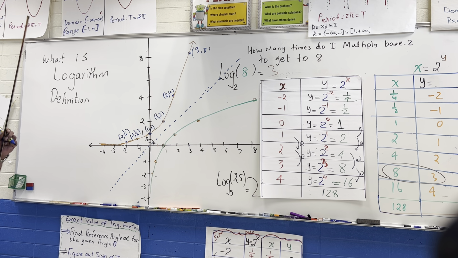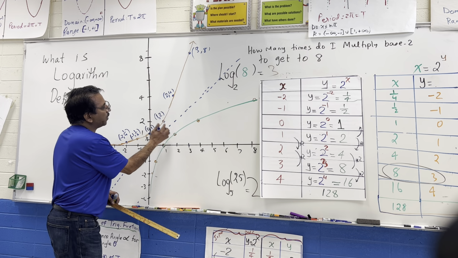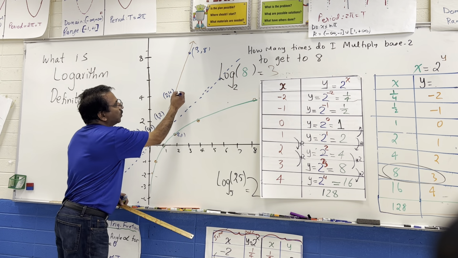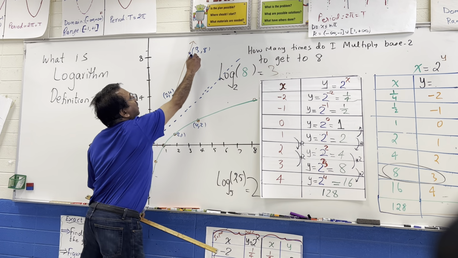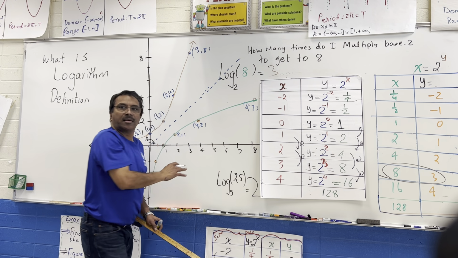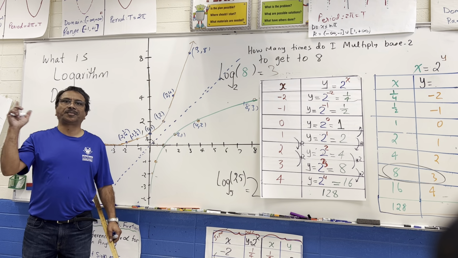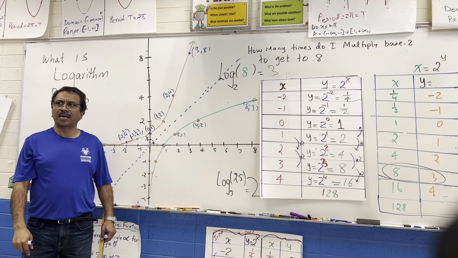Basically, (x, y) becomes (y, x). It's just flipping the coordinates. (1, 2) becomes (2, 1), (2, 4) is (4, 2), (3, 8) is (8, 3). Do you see that flipping? Nobody says yes. Are you guys getting something, right?